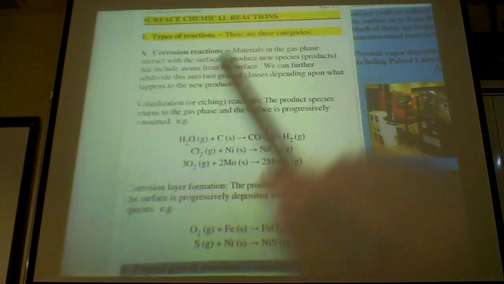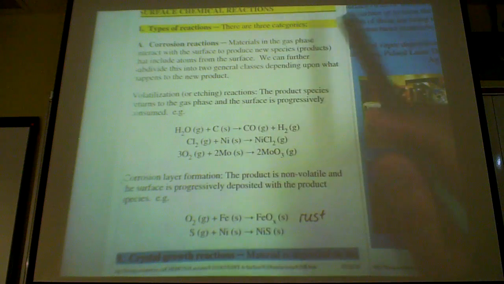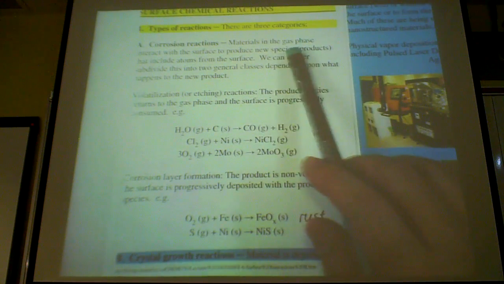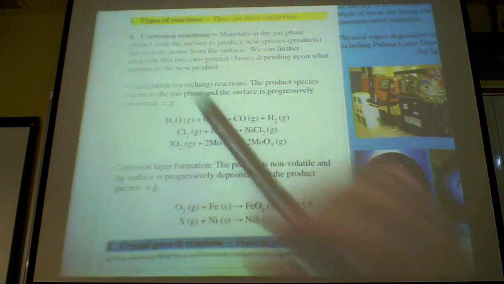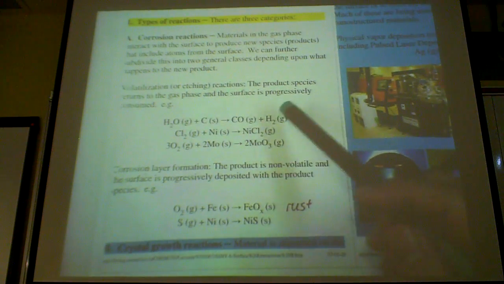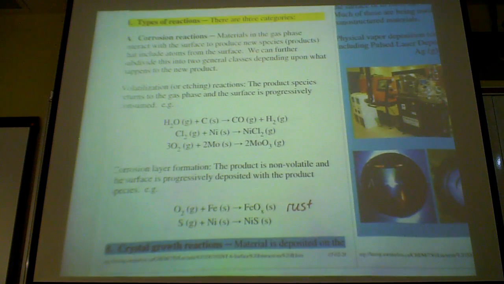The first one is, of course, the corrosion reaction that you see on a daily basis. So the corrosion reaction, the material from the gas phase will react to produce some product with the surface, right? And oftentimes you can think of this as an etching reaction. The etching reaction is that the gas comes onto your surface and slowly eats away your surface.